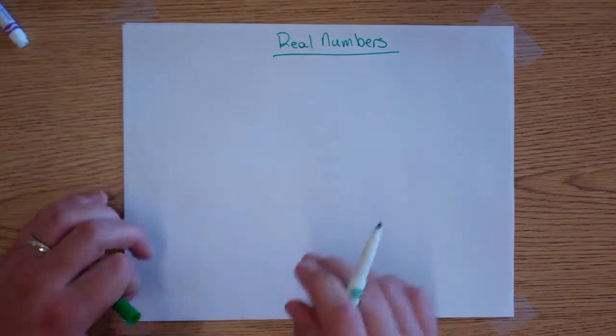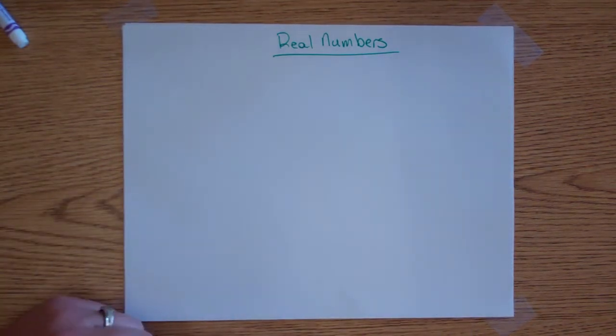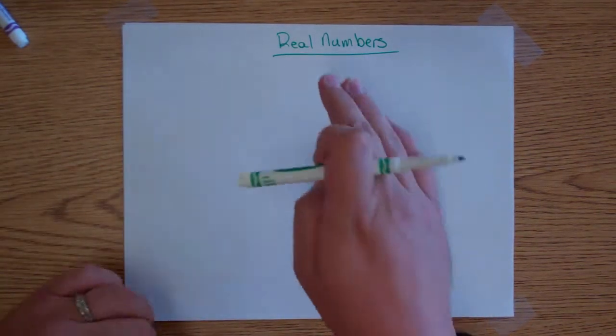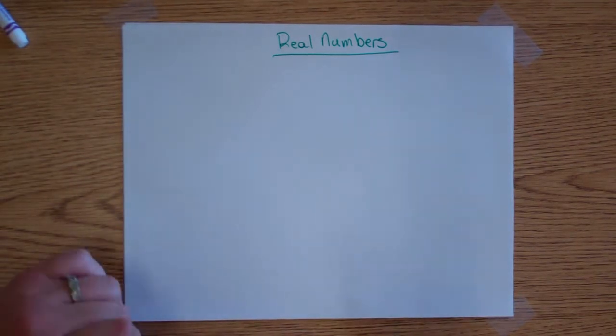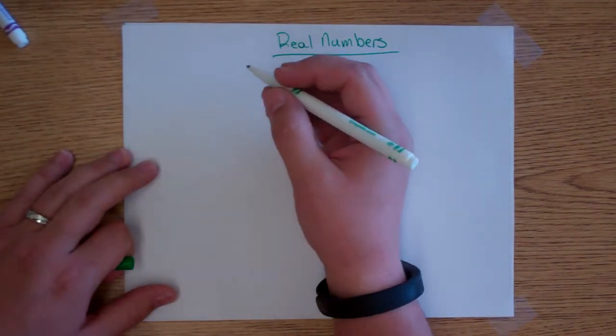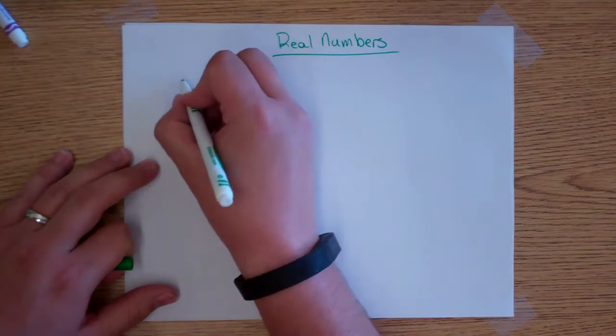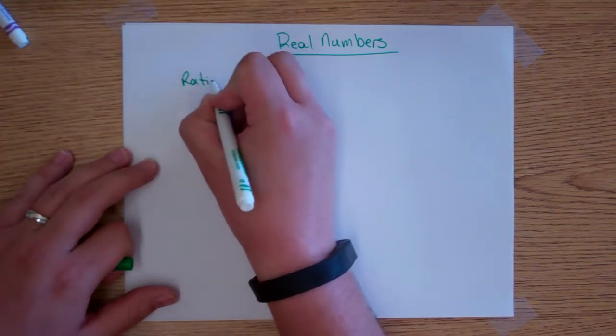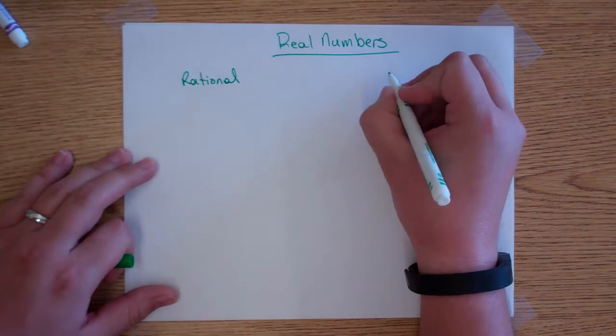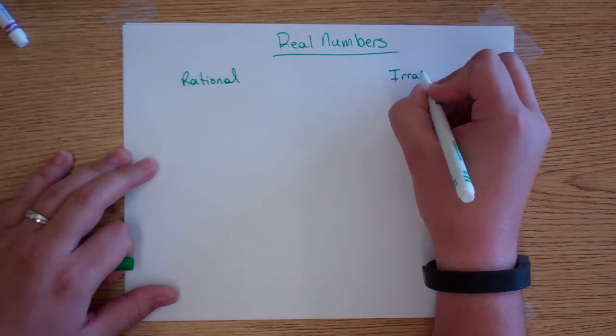All right, you have real numbers and you have what's called imaginary numbers. For right now, we're gonna stick to real numbers, but real numbers can be broken down into 2 different categories. You have rational numbers and you have irrational numbers.